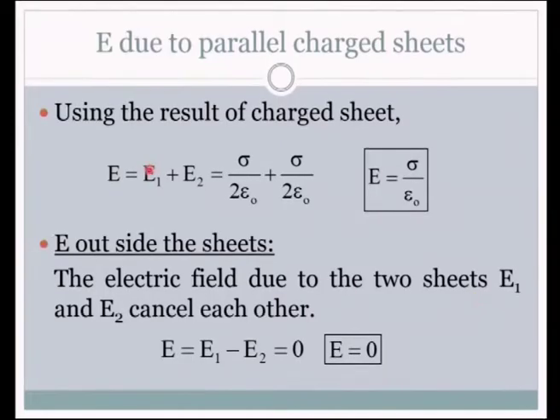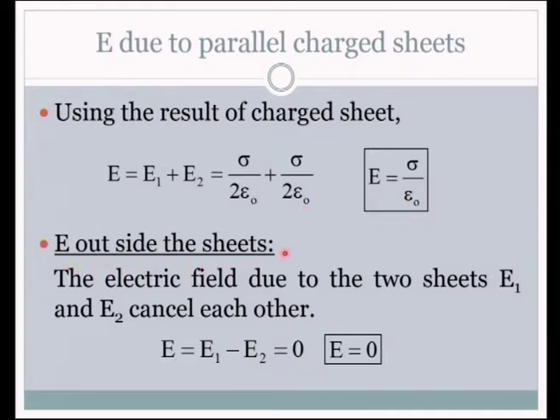Now, we will go ahead with the expressions. For the case of in between the sheets the electric field is added together, E1 and E2 are added. So, this is due to one sheet, sigma by 2 epsilon naught. This is the already derived expression. In one of the earlier episodes we have derived this, and this is due to the other sheet. So, we are adding them together, we get the expression for electric field between the two sheets as E equal to sigma divided by epsilon naught.